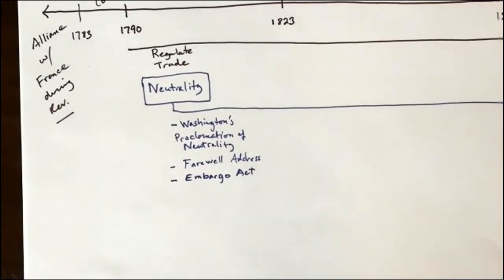And his thinking was that if those countries are going to continue to impress our sailors, the best way for America to guarantee its neutrality is to basically cut off ties with the rest of the world. And so we stopped trading with these other countries. Now, this has a horrible impact on our economy, but the purpose of it is to maintain neutrality.